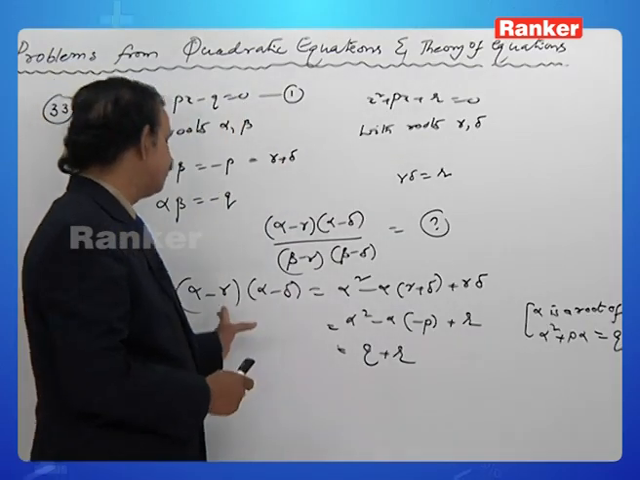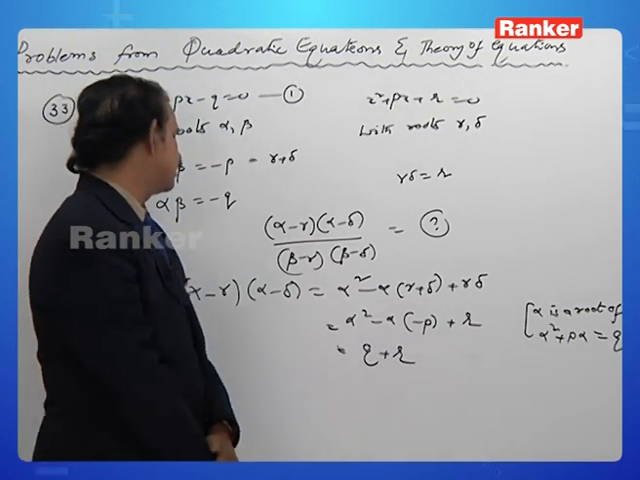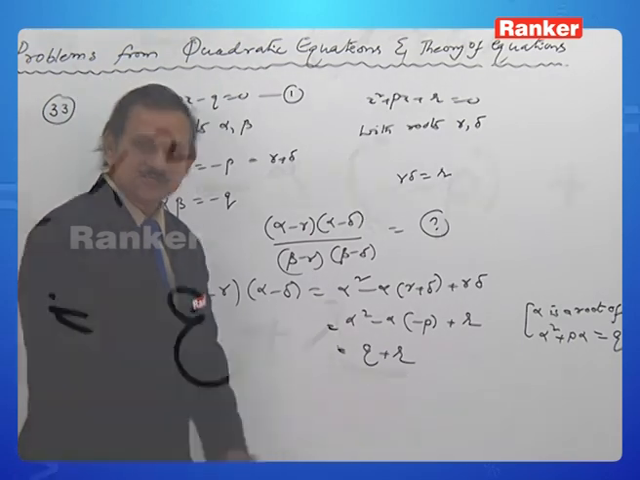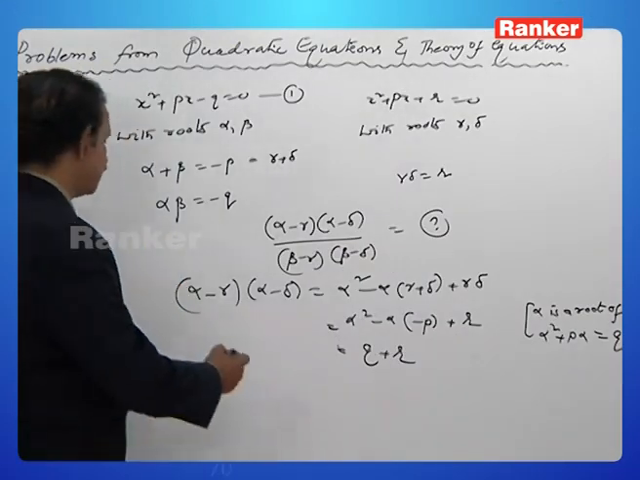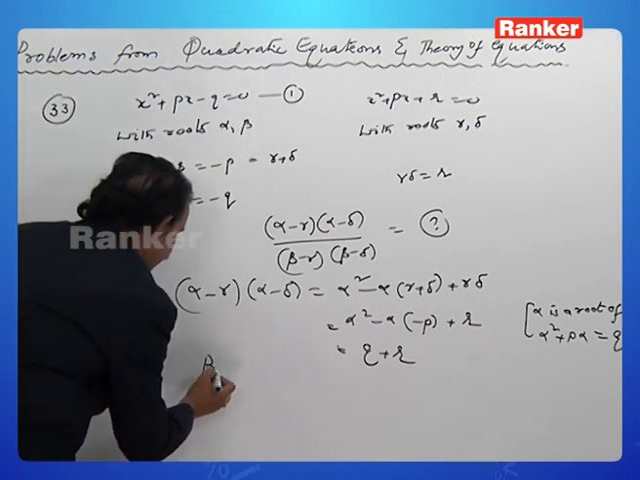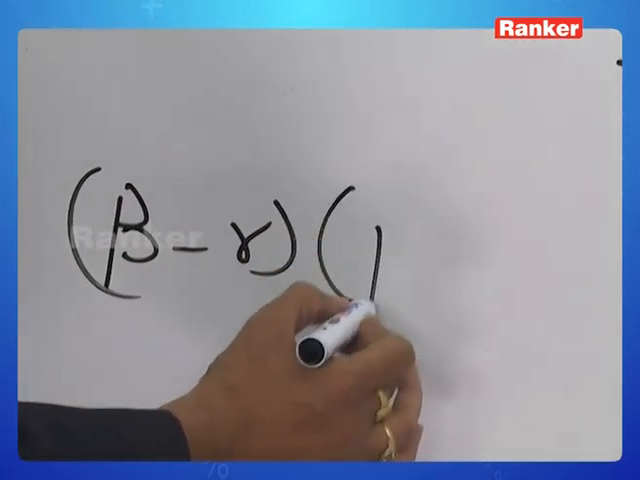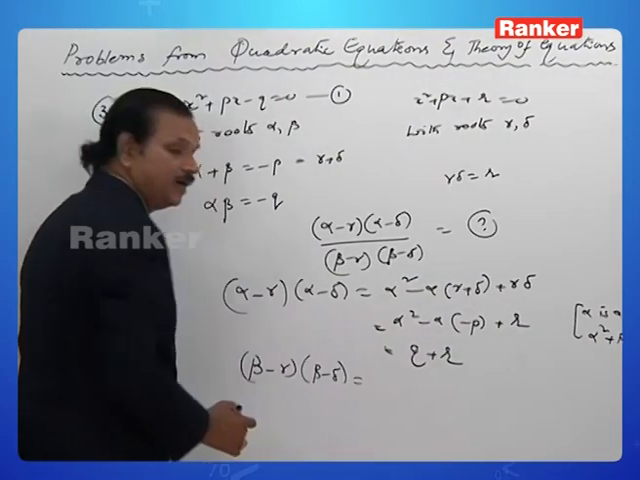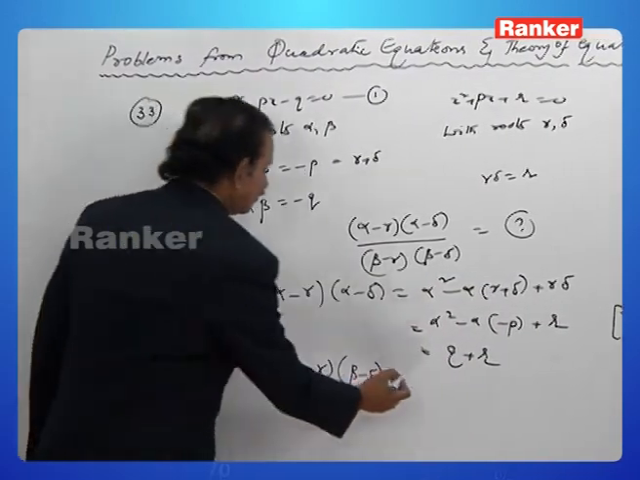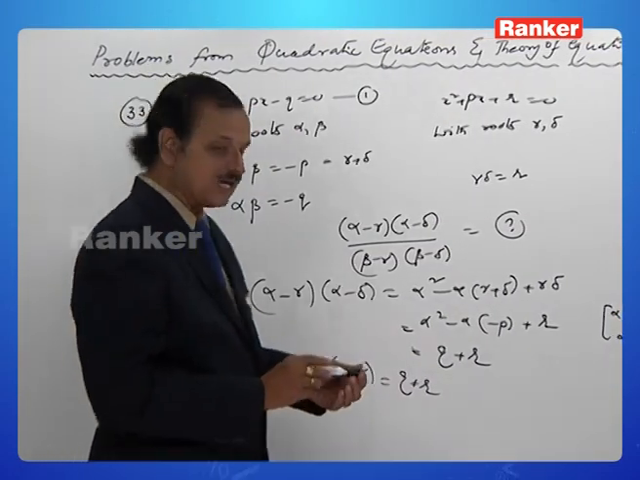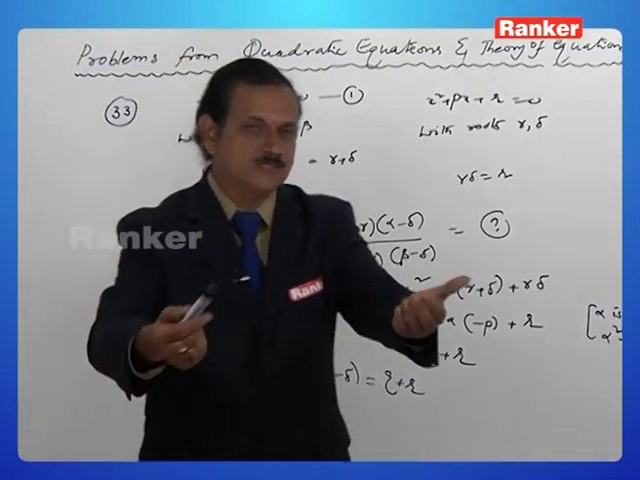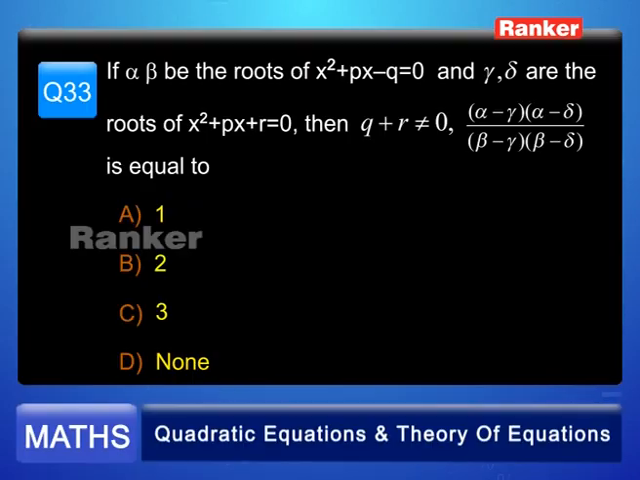Successfully, we have got the value of the numerator: alpha minus gamma into gamma minus delta, and it is q plus r. In the similar fashion, it is not difficult to get the value of the denominator also, that is beta minus gamma into beta minus delta, and it is easy to observe that it is also q plus r. As both of them are equal to q plus r, the required ratio is q plus r by q plus r. What does it give? It gives us 1. Option A is the right answer. This is about the question.